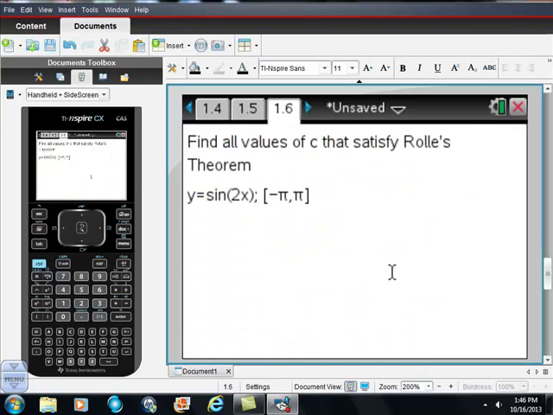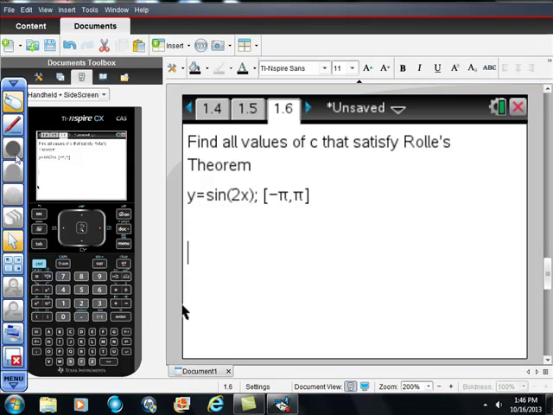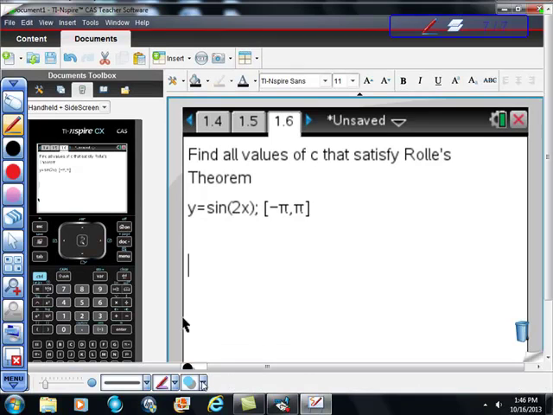Find all values of c that satisfy Rolle's theorem for y is equal to sine of 2x on the closed interval negative pi to pi. So this is all I'm going to do here. Hopefully you can see that if this is true, then y prime is equal to 2 cosine 2x. That's the first derivative, isn't it? On negative pi to pi.